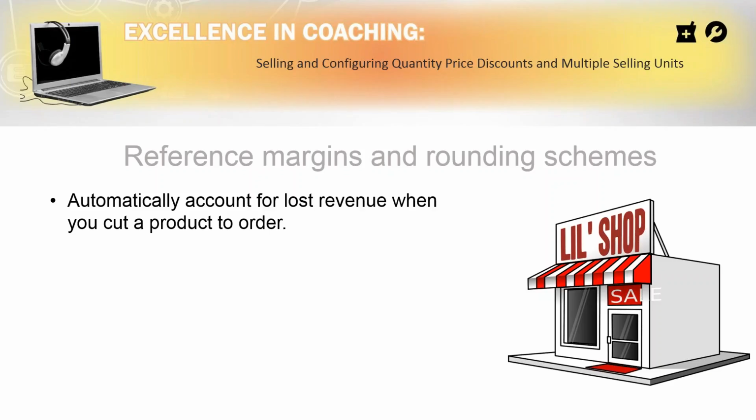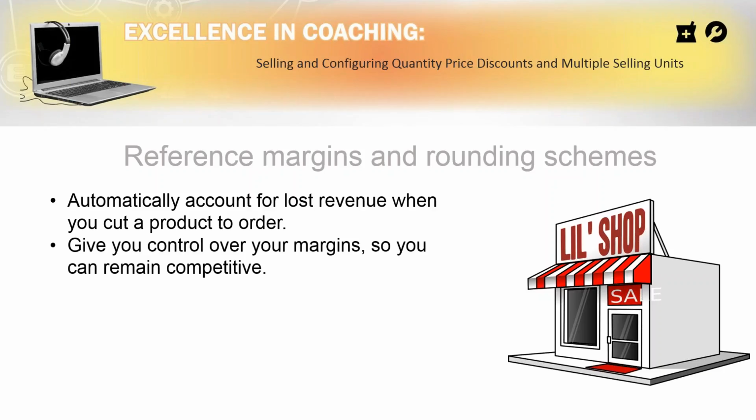Also, with cuts, you're always losing a little bit per cut. So you cut that one link, that link's gone. That's going to account for a few inches here and there. So with reference margins and rounding schemes, you can actually set that stuff up. It can also give you control over your margins so you can remain competitive. If you know somebody down the street is selling it for less, you can change your reference margin, and the computer will start using that as what you want to sell it with.